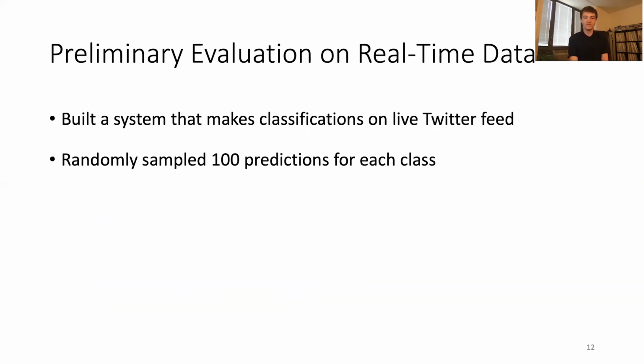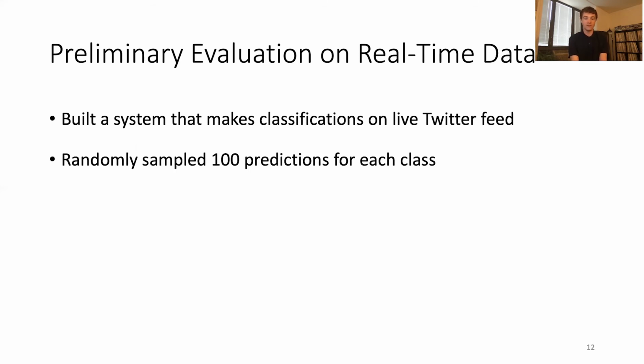So we decided to test our model on real-time data to evaluate how it would perform in the real world when there are new websites being evaluated that we haven't seen before. So we built a system that makes classifications on a live Twitter feed. We used the Twitter streaming API and sampled tweets using the news keyword.